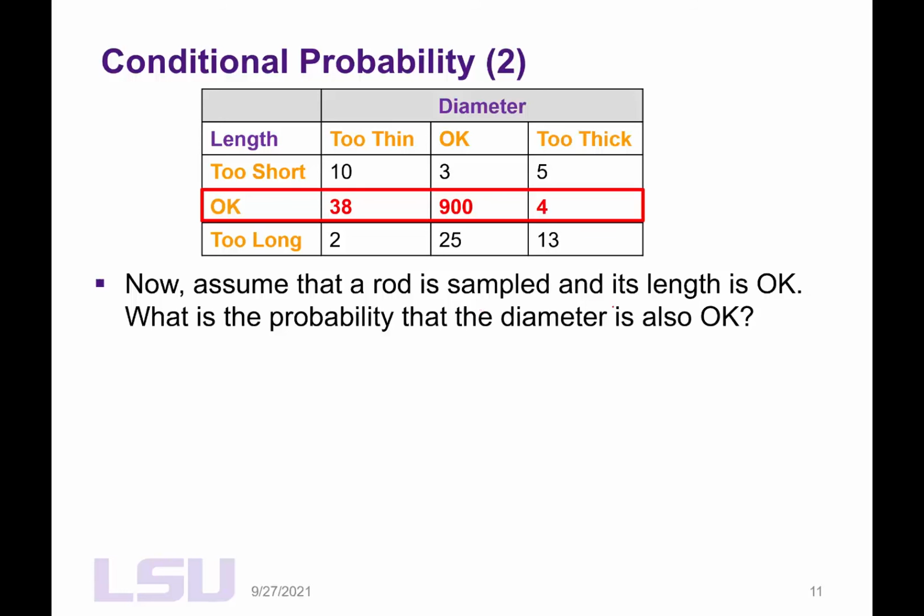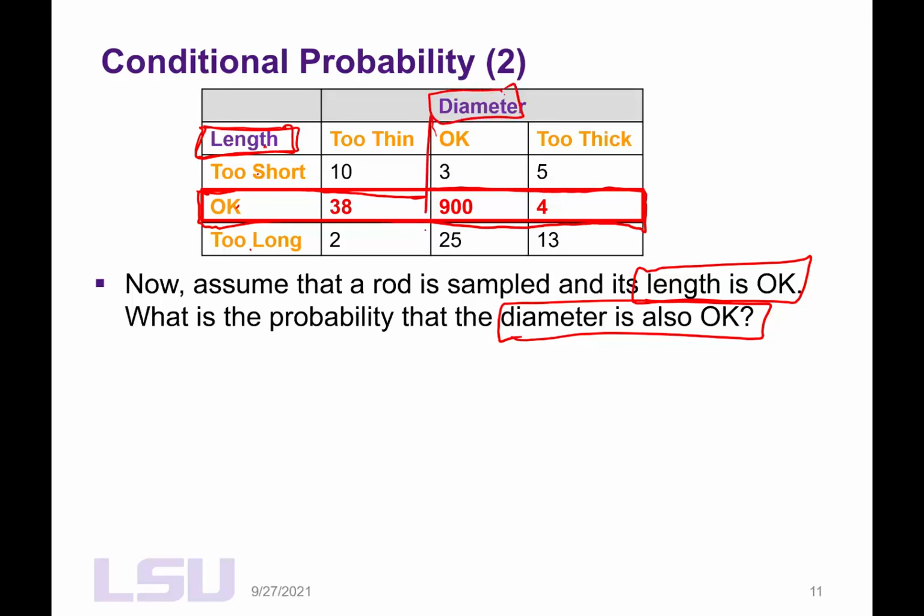Assume that a rod is sampled and the length is okay. Now, what is the probability that the diameter is also okay? So you are given that the length is okay. That's the starting point. So where is that? Where are the outcomes for the length being okay? This is length. It could be too short. It could be okay. It could be too long. So when it's okay, you're looking at what I have selected in red. Good. So you are given that. Now, what is the probability that the diameter is also okay? Meaning, what is the probability that the diameter is okay given that the length is okay?